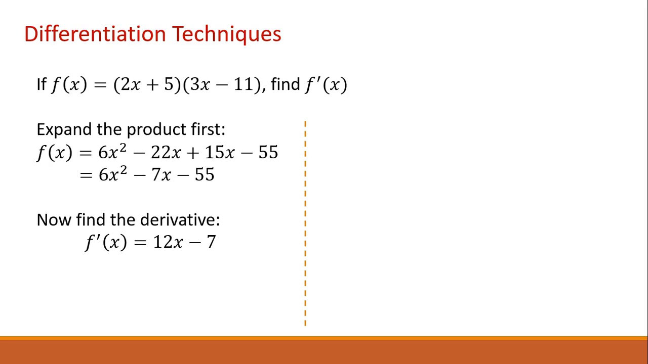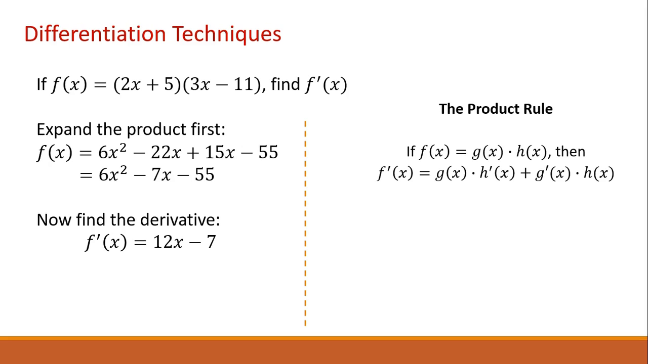We've already done the derivative once by expanding the product first and then doing the derivative. Let's do the derivative of this function using the product rule. Now we can do that because it is a product. The product rule says that we need to have two functions that are multiplied together, and we have that. The 2x plus 5 is one function and the 3x minus 11 is another. So as we do this, you can think of the 2x plus 5 as the g of x and the 3x minus 11 as the h of x.